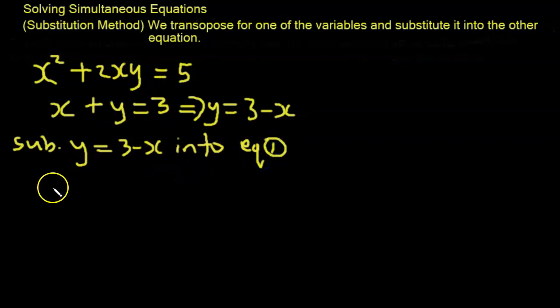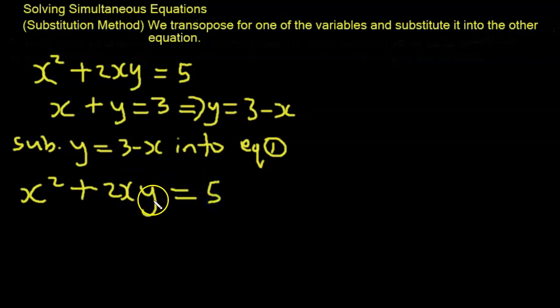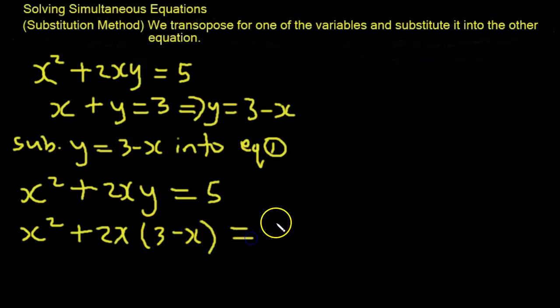And here's equation 1, x squared. I must write back equation 1 in full. X squared plus 2xy is equal to 5. So we're replacing the y with 3 minus x. So 2x, and we're replacing the y now with 3 minus x. And of course we expand the bracket.